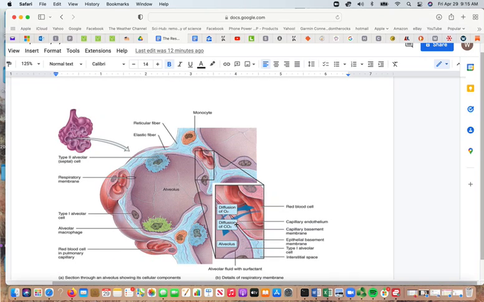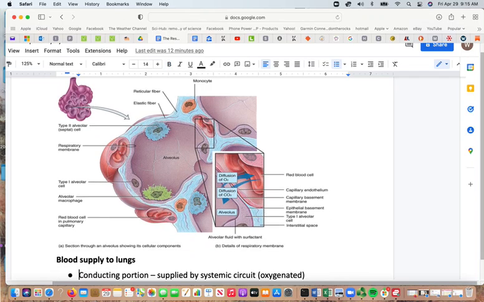So this is allowing you to see those different layers here where you're going to have oxygen and carbon dioxide diffusing in and out.